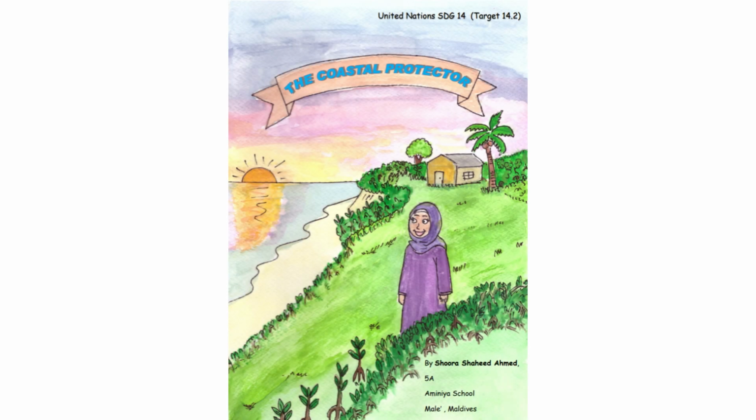Front cover. Illustration description. Kaina, a young Maldivian girl wearing a long purple dress and matching headscarf, stands on a green island beside the beach. Young mangrove plants grow along the shoreline. Behind her are the sea, a setting sun, palm trees, and a small island house. A banner above her reads, "The Coastal Protector." The cover also refers to United Nations Sustainable Development Goal 14, Target 14.2. End of front cover illustration description.